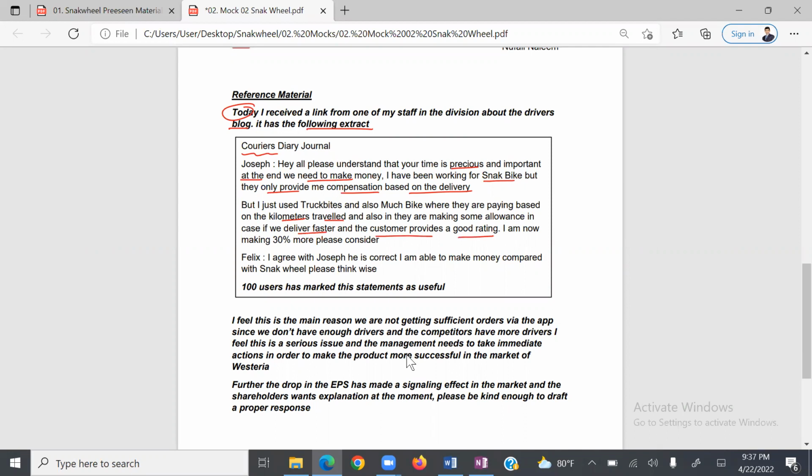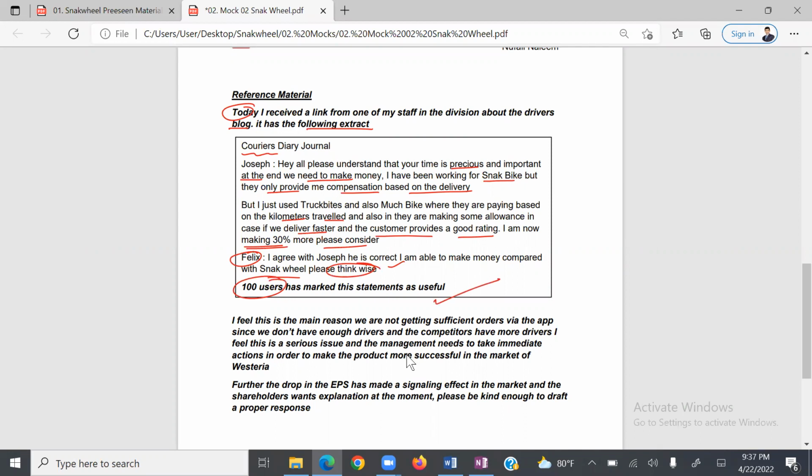I am now making 30% more. Please consider. Felix, another person. I agree with Joseph. He is correct. I am able to make money compared with Snack Wheel. Please think wise. 100 users has marked this statement as useful.